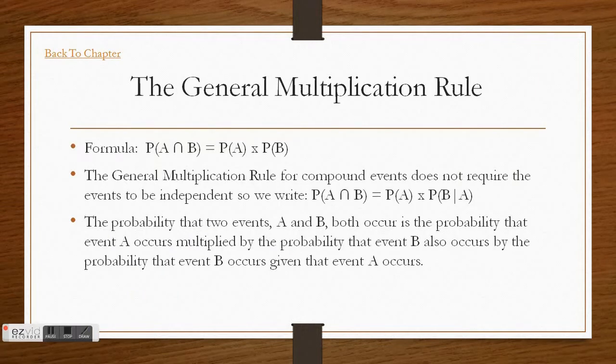The general multiplication rule. The formula is the probability of A and B. The general multiplication rule for compounded events does not require the events to be independent, so we can write that it's the probability of A times the probability of B given A. The probability that two events, both A and B, occur is the probability that event A occurs multiplied by the probability that event B occurs given that event A has occurred.